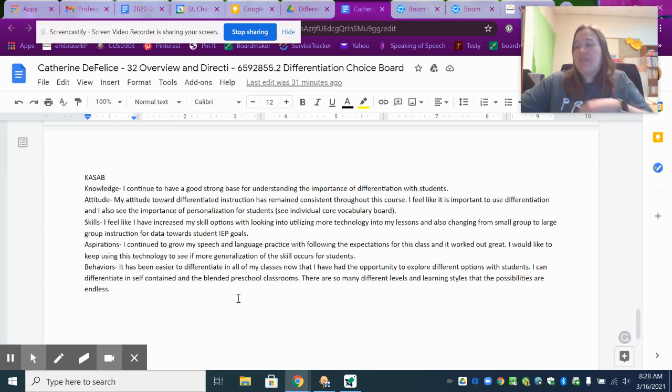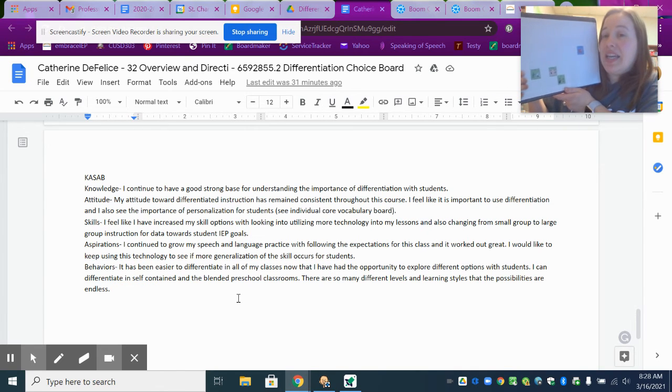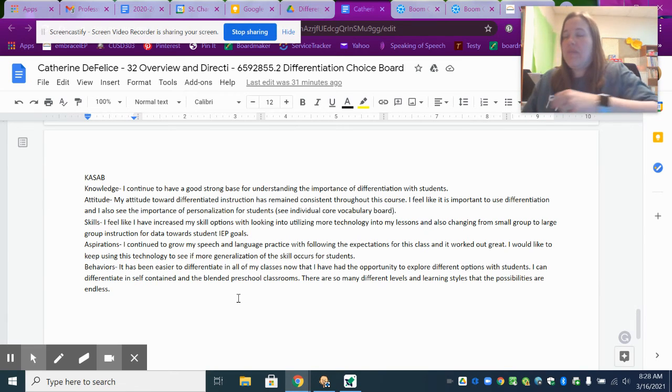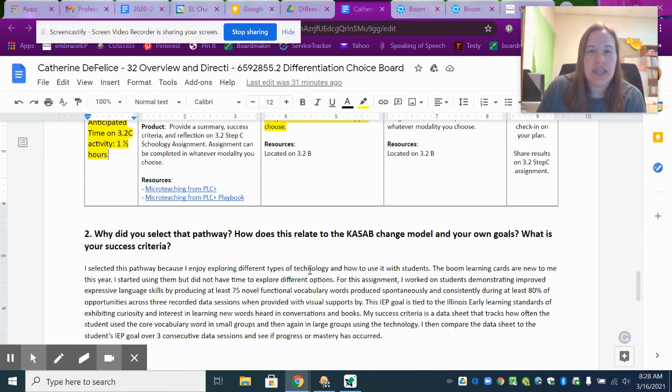For this little guy, for the personalization of this board, we're using this specifically when he's requesting and wanting some trucks and vehicles. So again, going with his interests to make that personalization happen. All right, I think that is it.